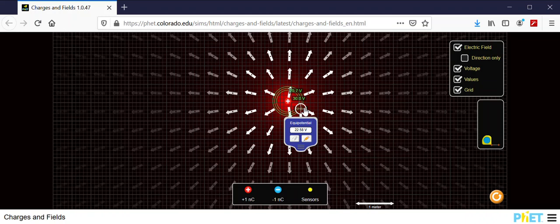22 minus 4 is 18. So let me find 18. 18 is about this, so this is 18. Press on the pencil, and I have another equipotential curve. Minus 4, I get 14. 14 is here, maybe a little bit farther away. Yeah, this is 14. Press the pencil, I have another equipotential curve. 14 minus 4, I get 10. About here. Press the pencil. I get there.